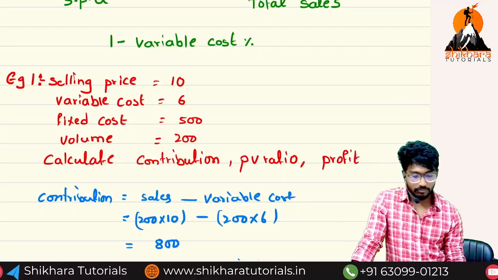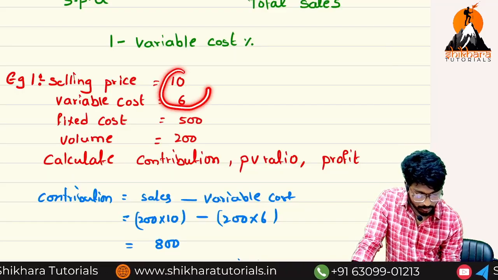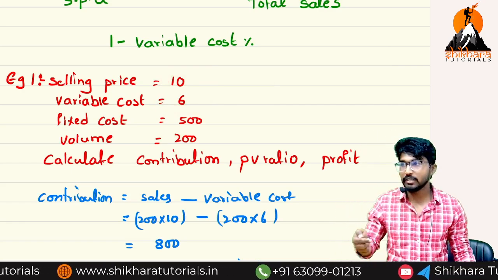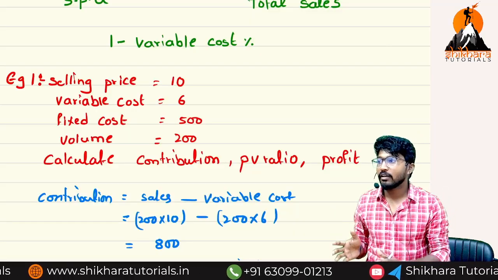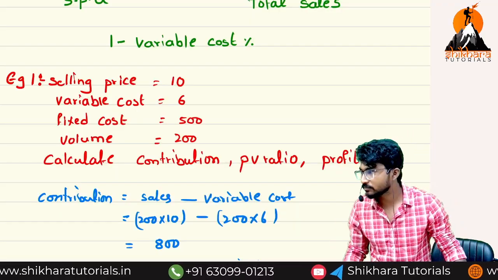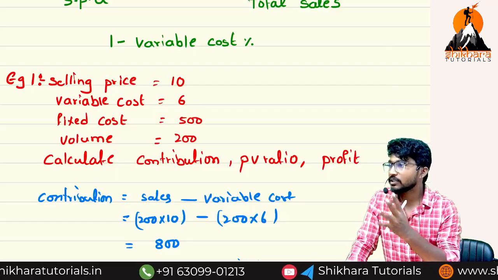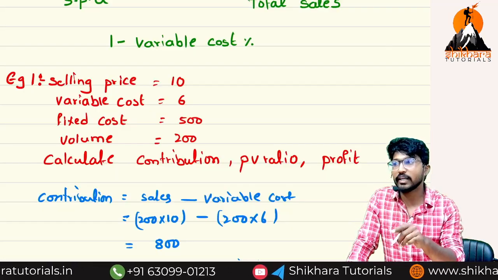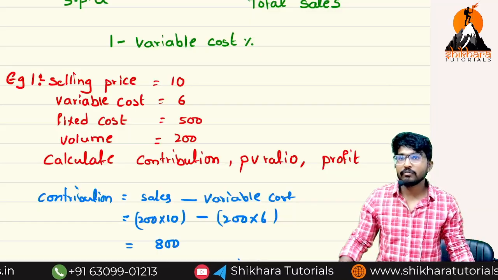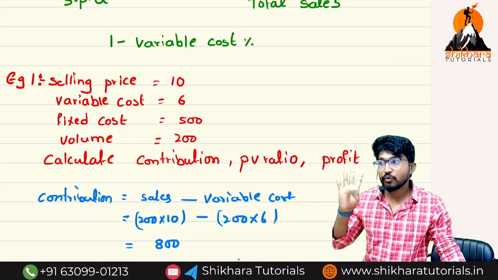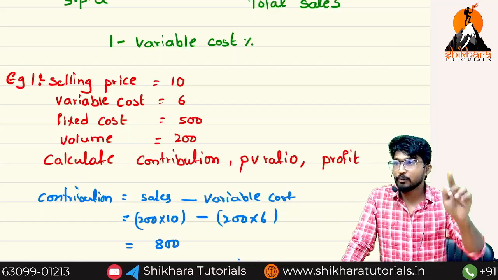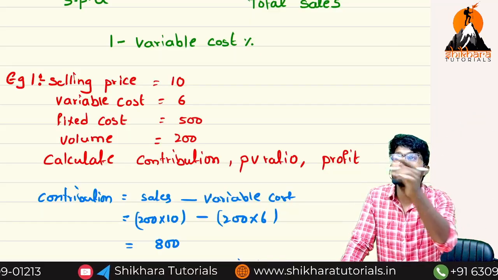Now if you see, what is the contribution per unit? 4 rupees. That means by selling one unit, you are earning a contribution of how much? 4 rupees. Now this contribution is utilized to pay which one? Fixed cost. First you have to pay fixed cost. From each unit you are getting how much? 4 rupees. Now what is our fixed cost? 500.